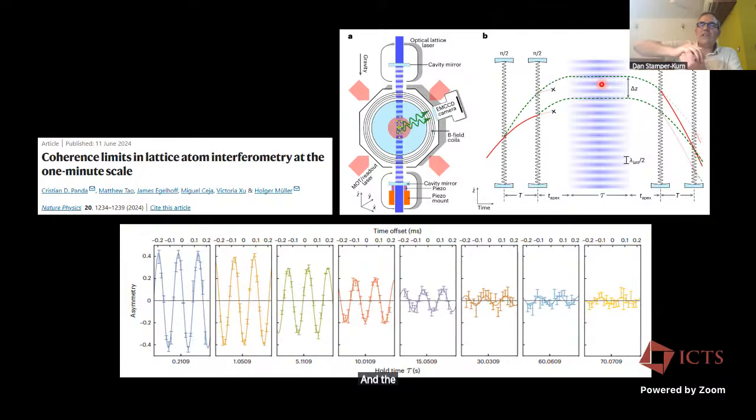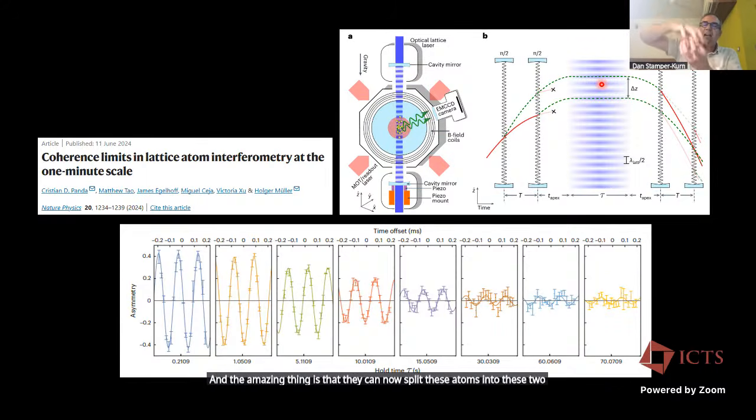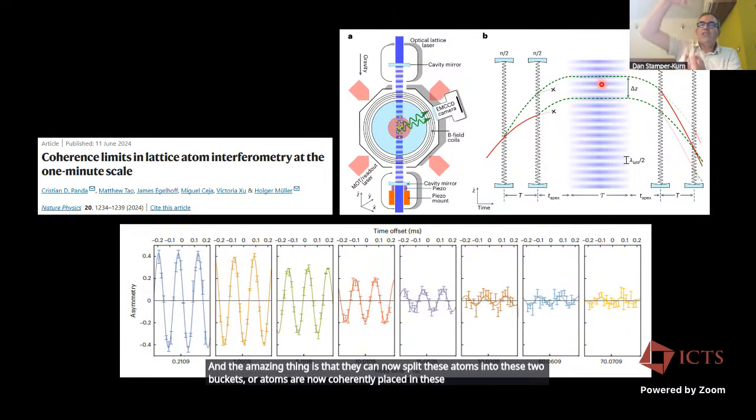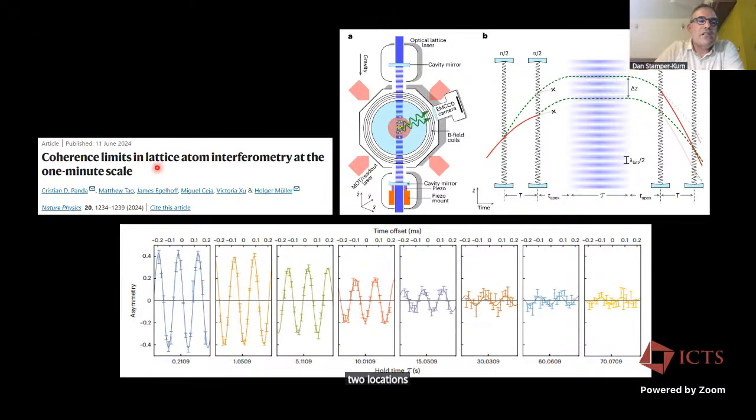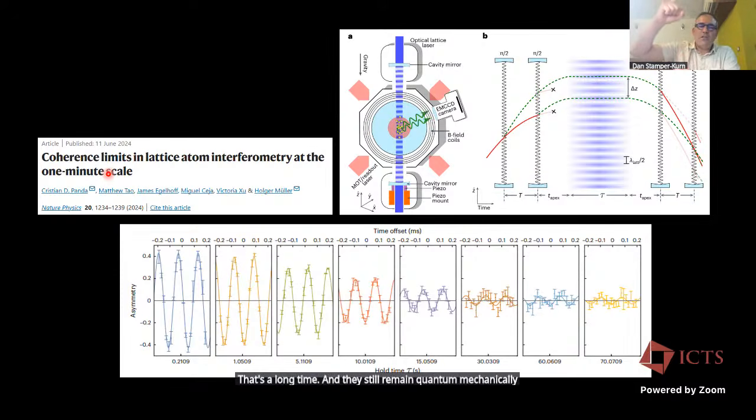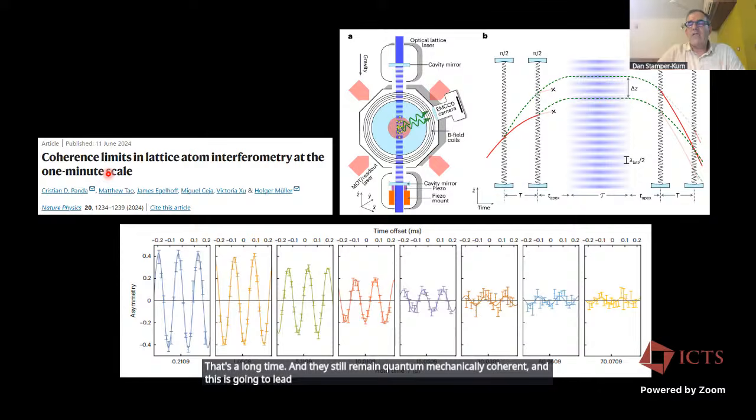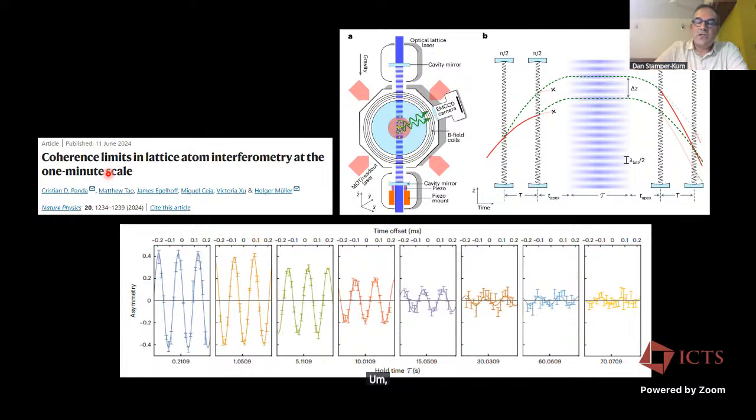And the amazing thing is that they can now split these atoms into these two buckets, where atoms are coherently placed in these two locations for as long as a minute. That's a long time. And they still remain quantum mechanically coherent. And this is going to lead to even more sensitive interferometric sensors. So that's really amazing. There's a lot of things that are really amazing about atomic physics.